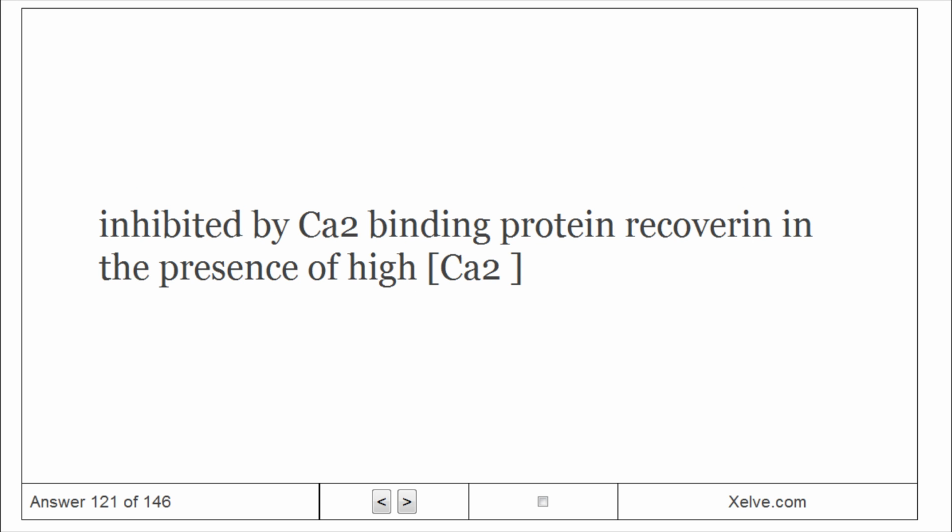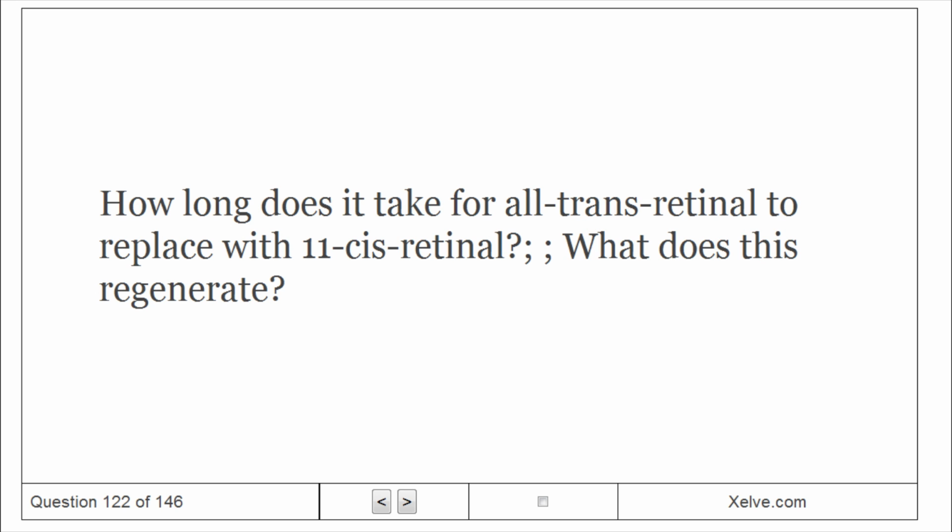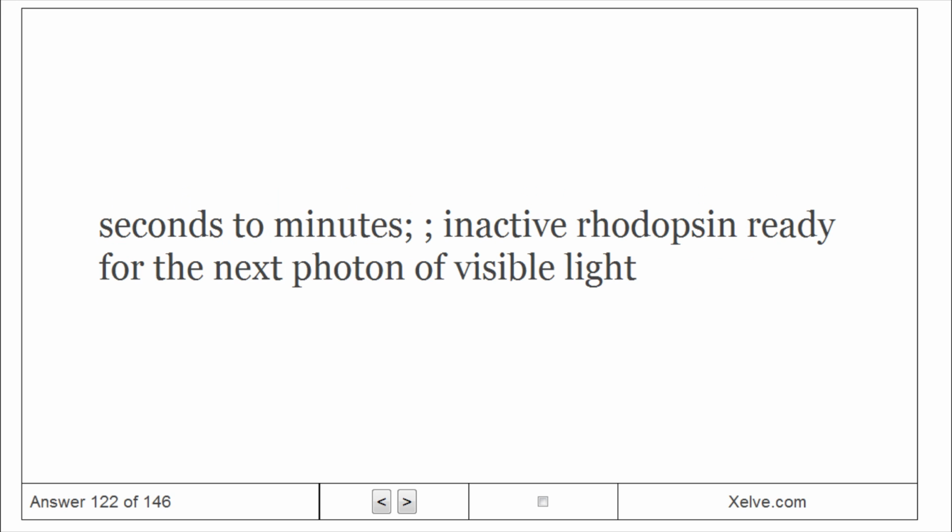Inhibited by SERCA2 binding protein recoverin in the presence of high calcium. How long does it take for all-trans retinal to be replaced with 11-cis retinal? What does this regenerate? Seconds to minutes. An active rhodopsin ready for the next photon of visible light.